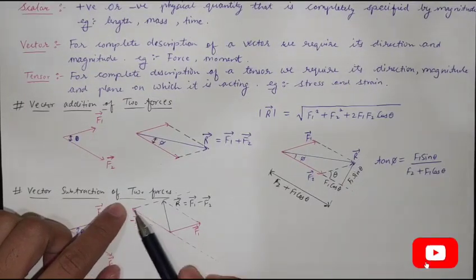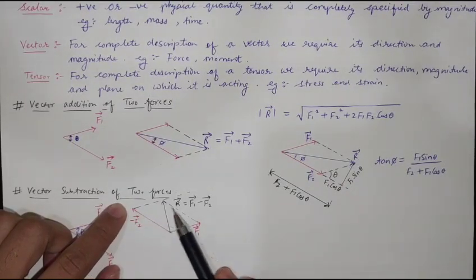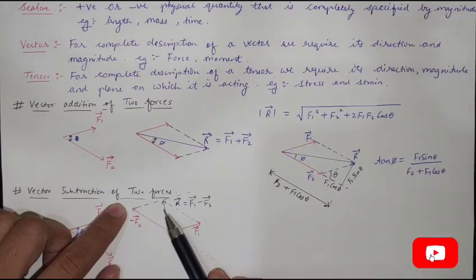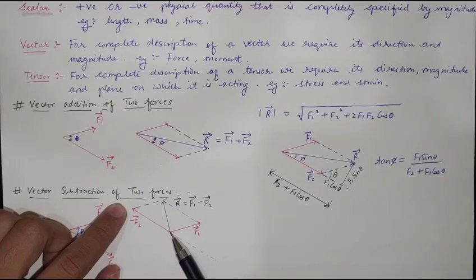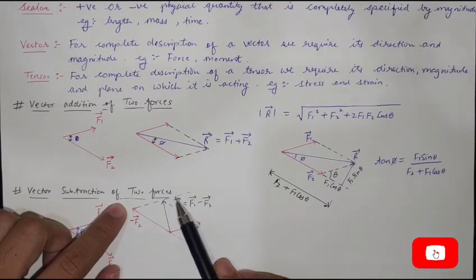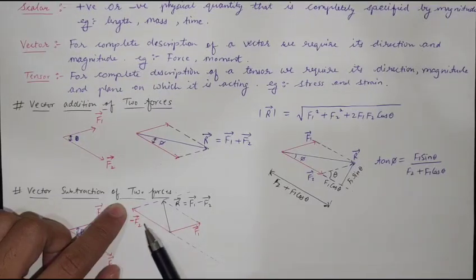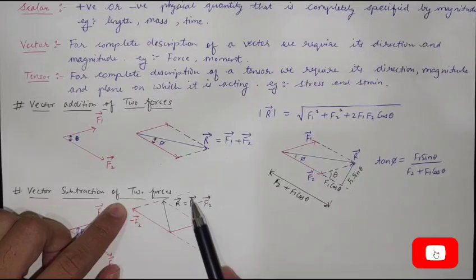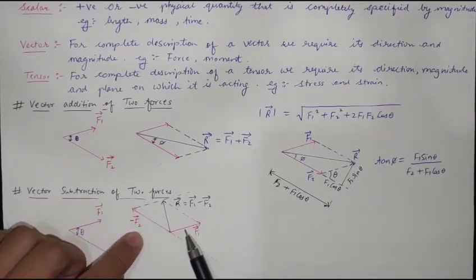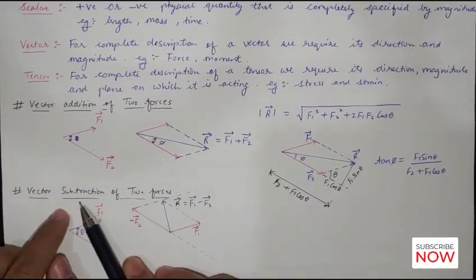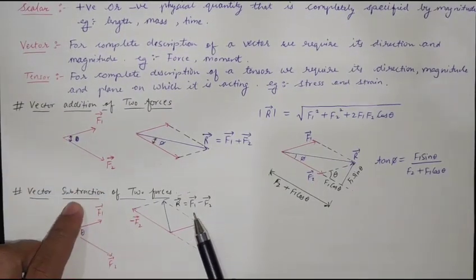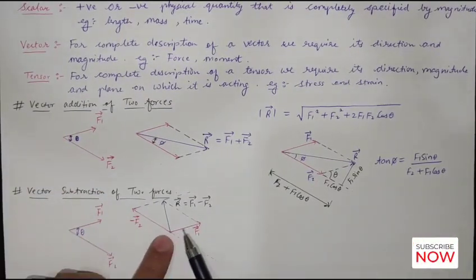Now we simply take the resultant from the parallelogram method. We draw parallel lines from both these two lines, and we connect the starting point of these forces to the intersection point. That will be the resultant of these two forces, and this resultant vector will be F1 minus F2. So this is how we can calculate the resultant of two vectors with subtraction. So vector addition and vector subtraction of two forces we can do like this.